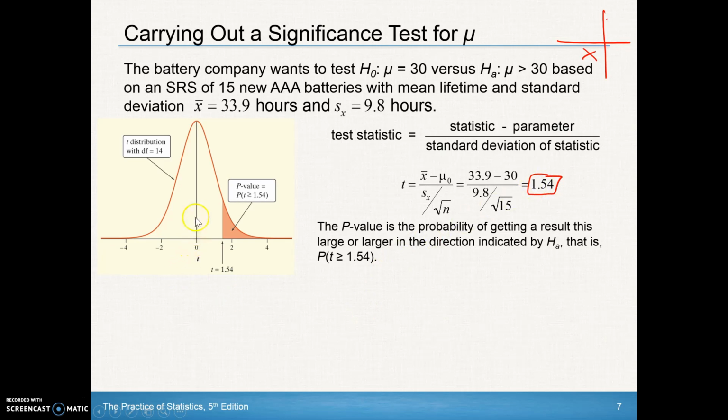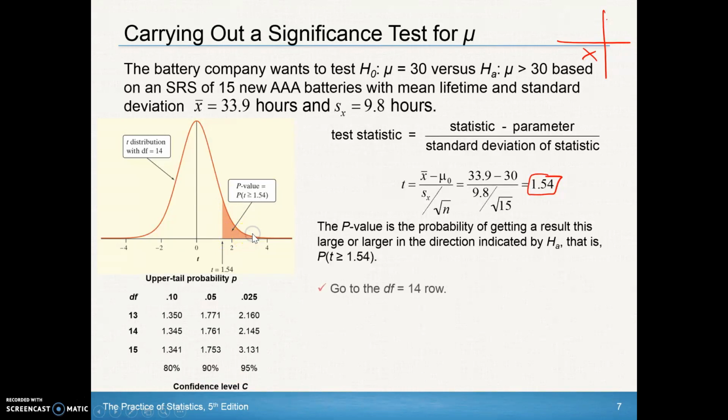Well, in a standard t-distribution, our mean is 0. And if our t was at 1.54, we're going to have to look at what the area is to the right, because we're looking at greater than. The alternative was greater than, so that's a right-tailed test. So we need to find the area in this little shaded region here. So we go to the t-chart, and we're going to go to 14 on the degrees of freedom.